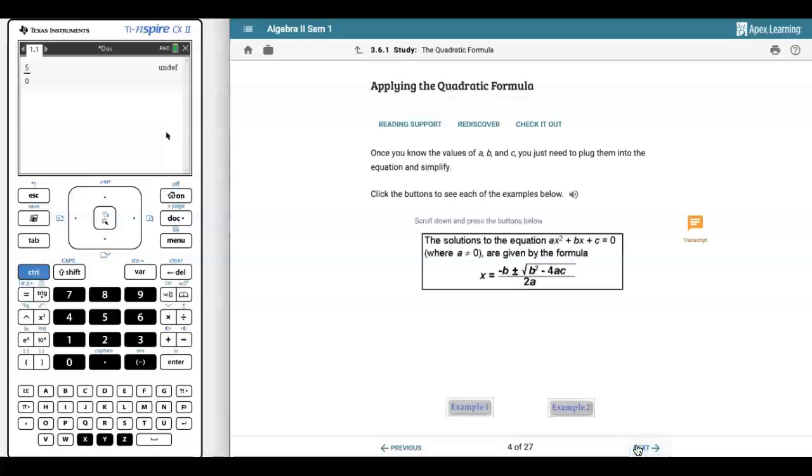All right, plus if a is 0, then it no longer is a quadratic equation. It's an equation for a linear line, right? And therefore we cannot solve it using the quadratic formula.